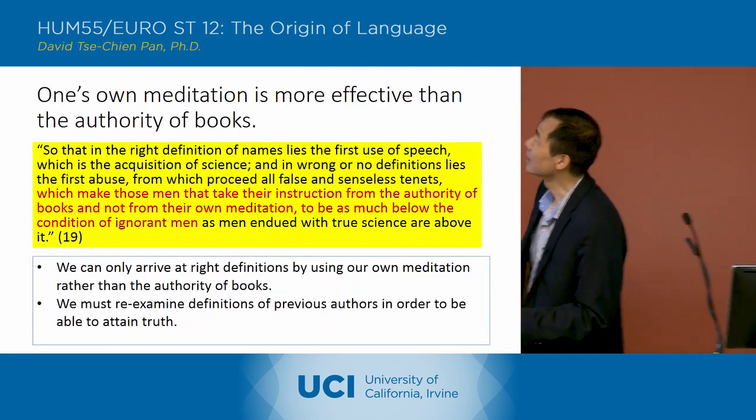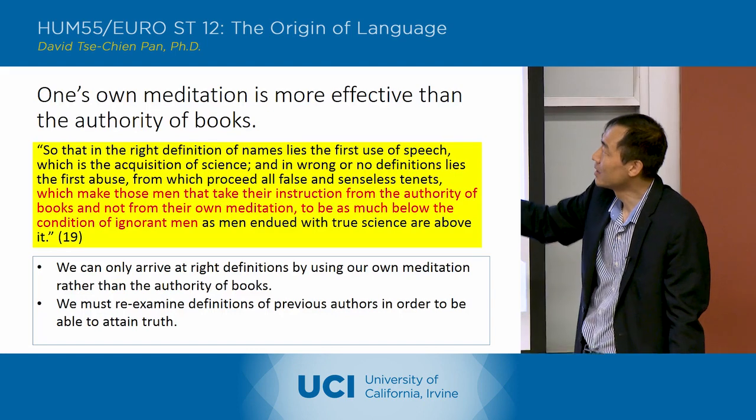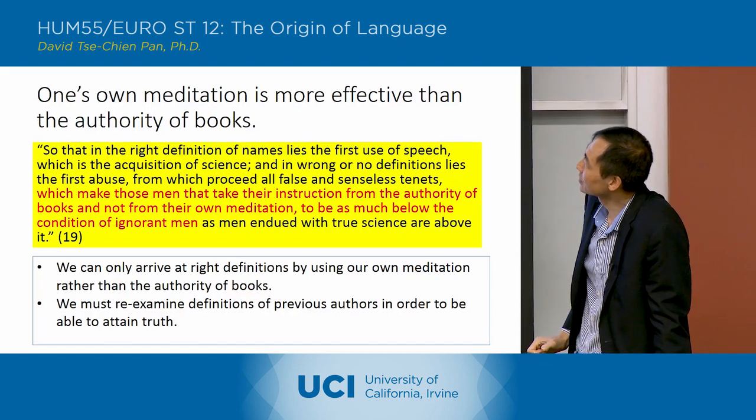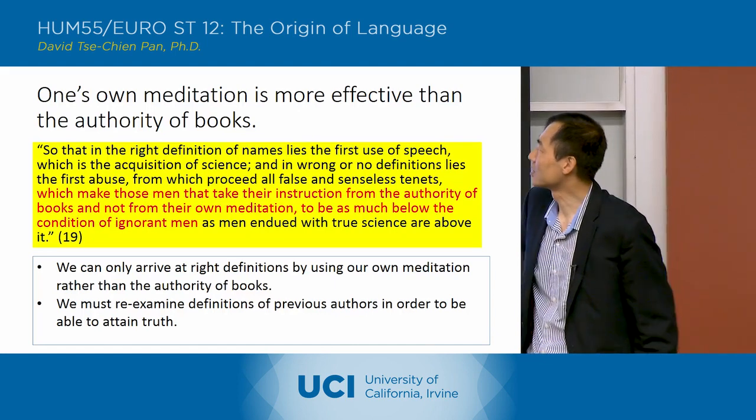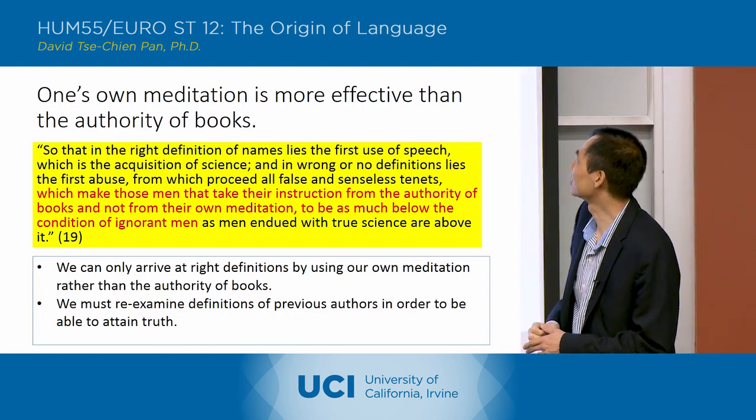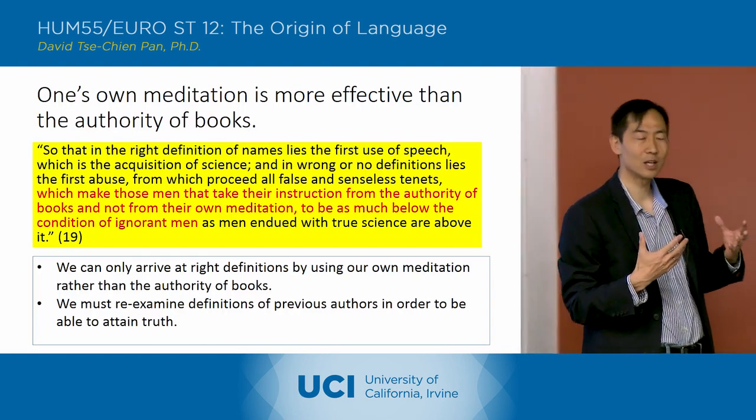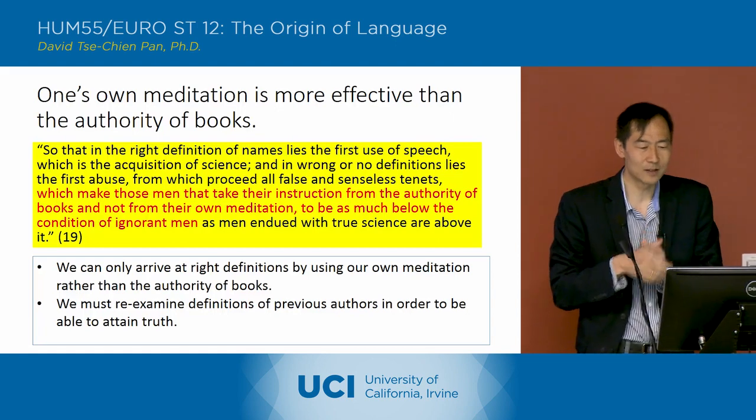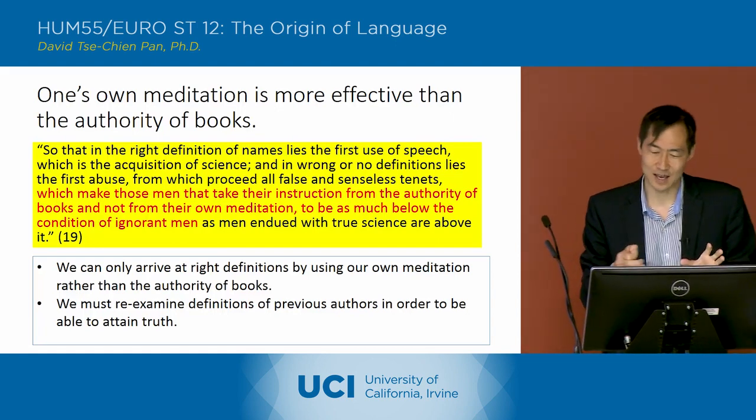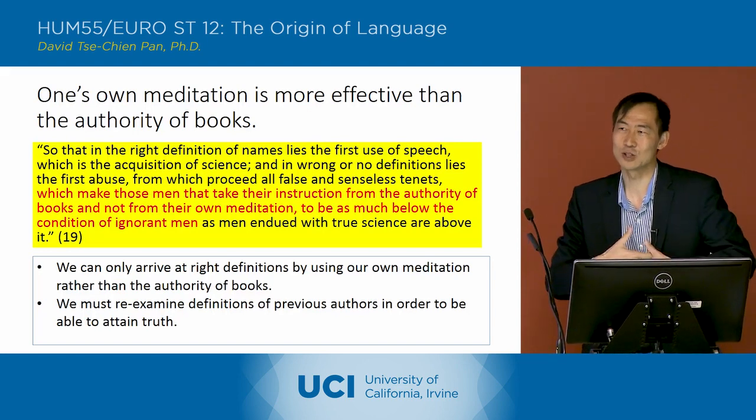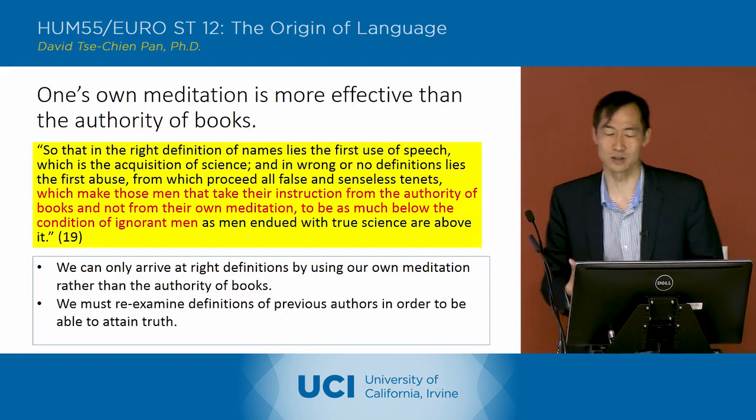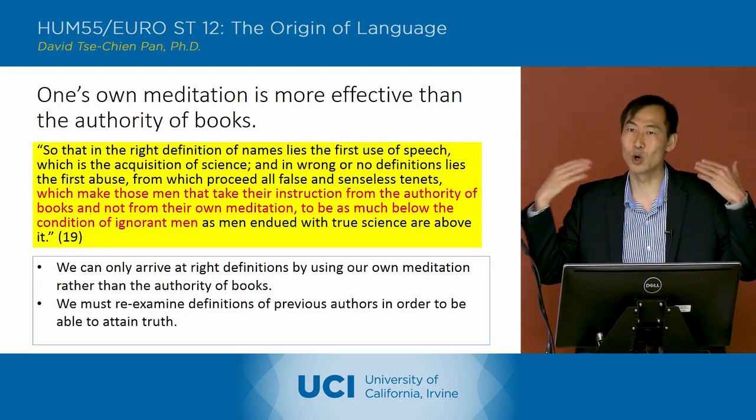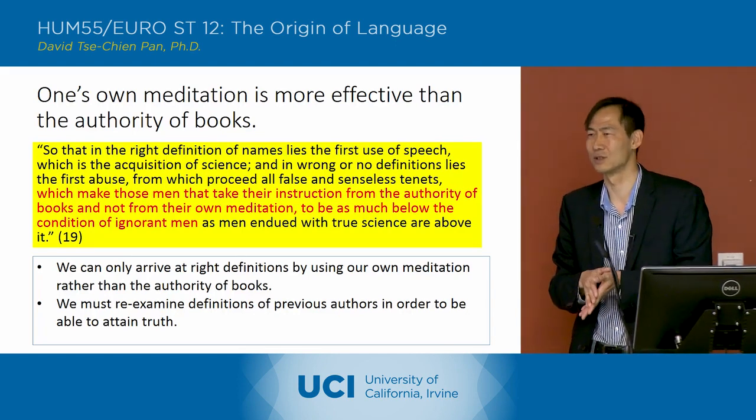Next, he says that this process of definition is something which makes those men that take their instruction from the authority of books and not from their own meditation to be as much below the condition of ignorant men as men endowed with true science are above it, right? So what he's saying here is that, because definitions are so key to truth, they're very important, but there's a problem, and the problem is that we can't just believe all definitions, we can't just believe all words, and instead, we can only arrive at these correct definitions through our own meditation and not just by the authority of books, right?